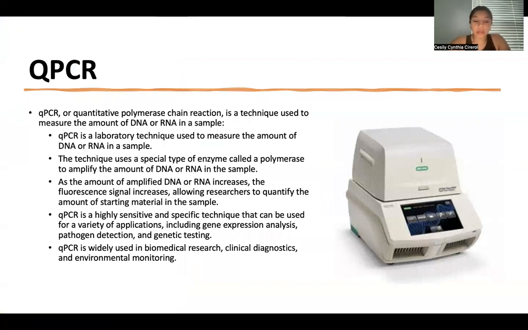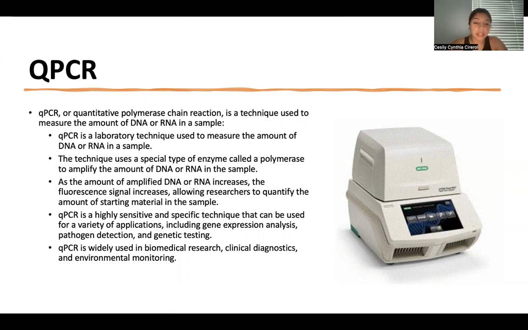So the first one, which covers my first objective of research, which is trying to look at the prevalence of Cyclospora in the environment, is we use qPCR. So qPCR is a quantitative polymerase chain reaction. That's what it's short for. And it's a technique used to measure the amount of DNA or RNA in a sample.